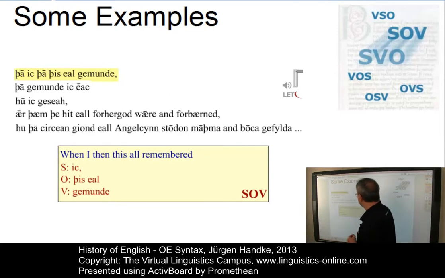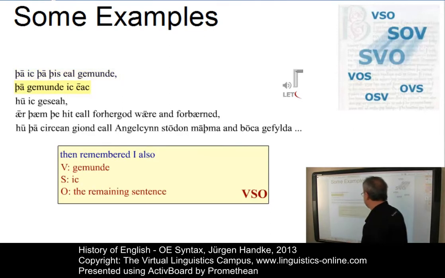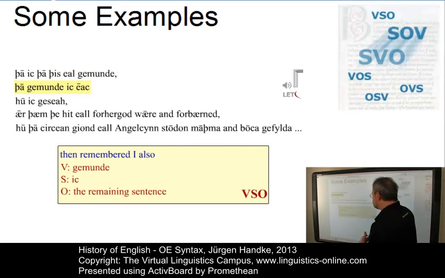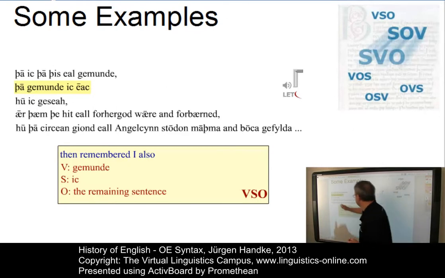The second sentence of the passage. Tha yemunde ich erg. This sentence exhibits a VSO structure, which is quite typical if an adverbial, in this case tha, then, precedes.